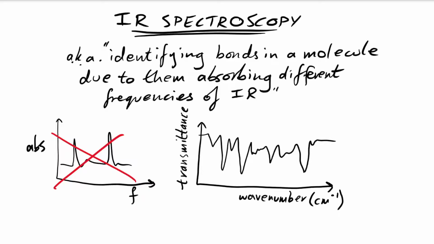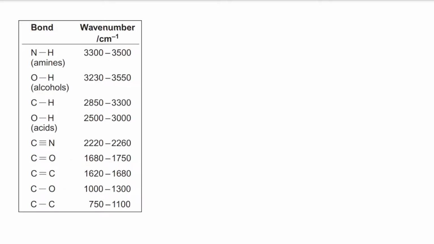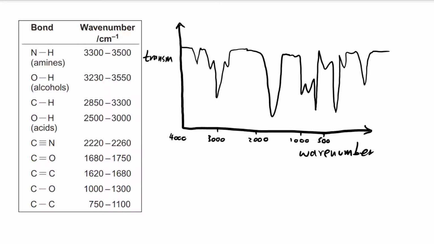When we have a peak, that shows that there is a particular bond present in a molecule and it is absorbing a certain frequency, certain wave number of infrared radiation. Here's the table of bonds to wave number ranges. So here's the IR spectrum for a particular molecule. We want to know what it is.